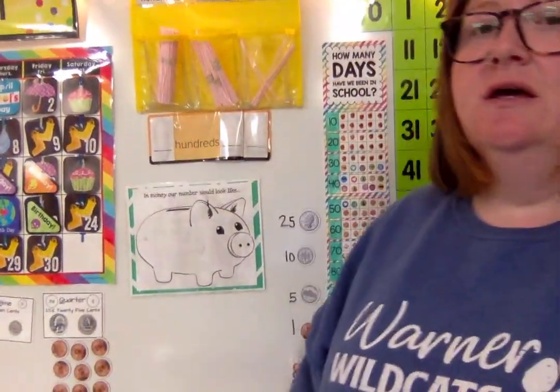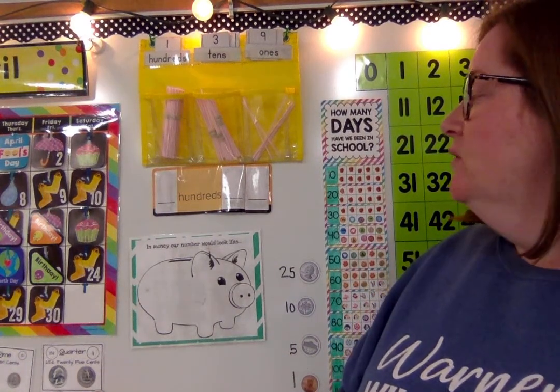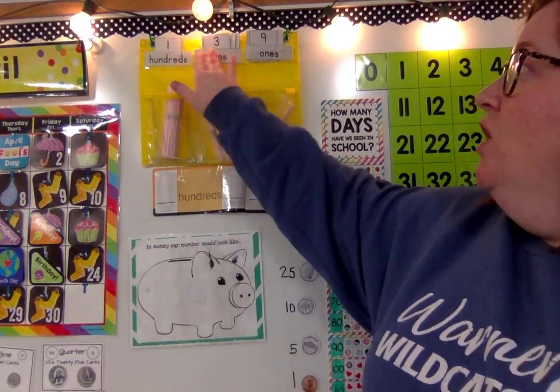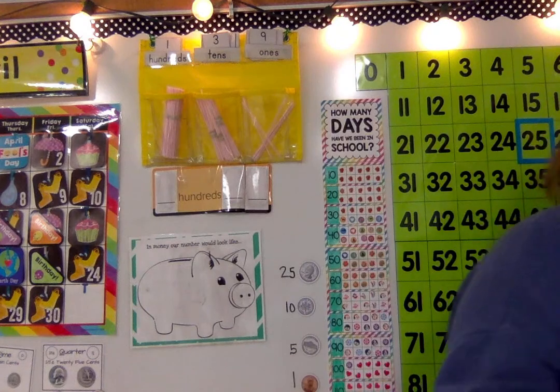Okay, let's take a look. 100, 3 tens, 9 ones. That's 139. What is 9 and 1 more?